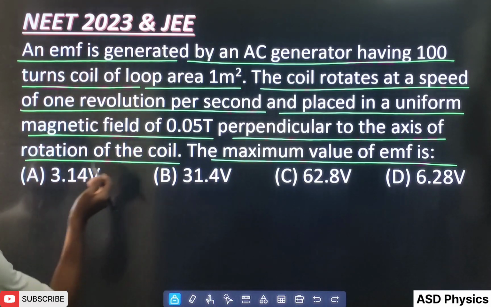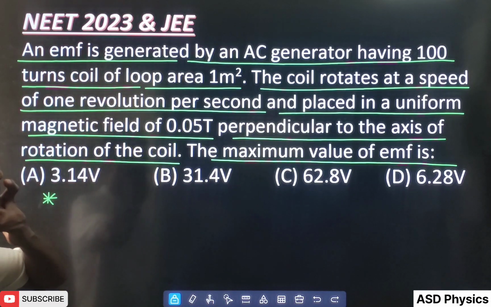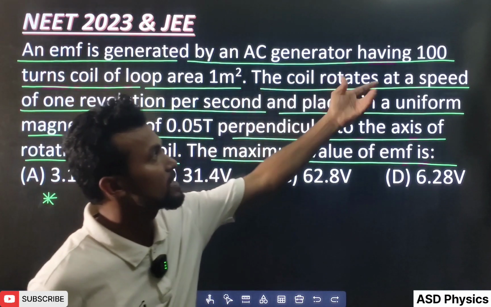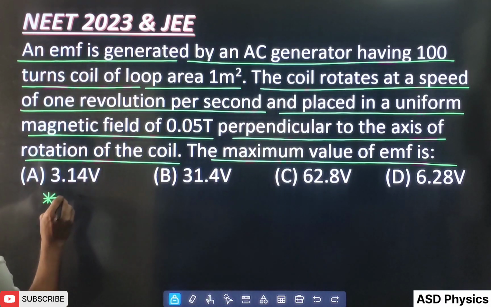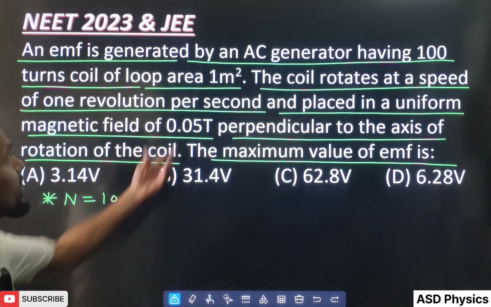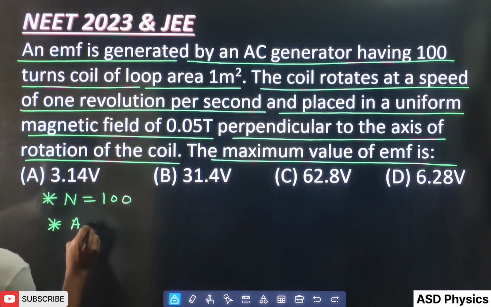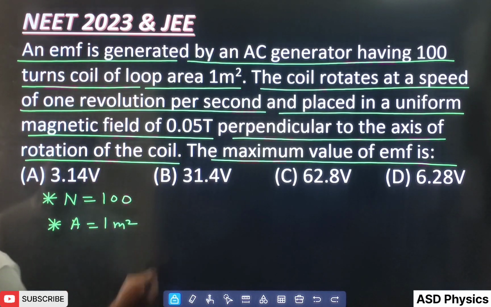This is a formula based question, but first we'll note down whatever is given here. First, how many turns are there? 100 turns. I will write the value of n is 100. After that, the area is given here. I will write A, 1 meter square.